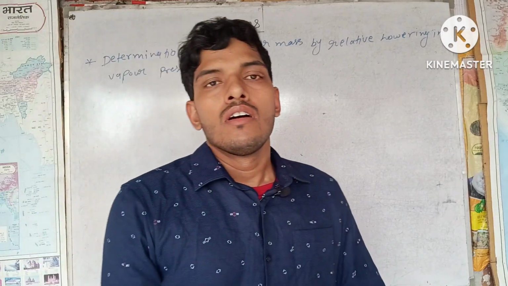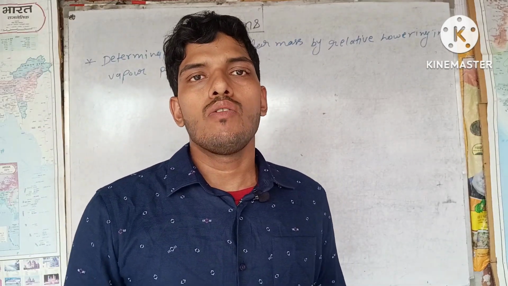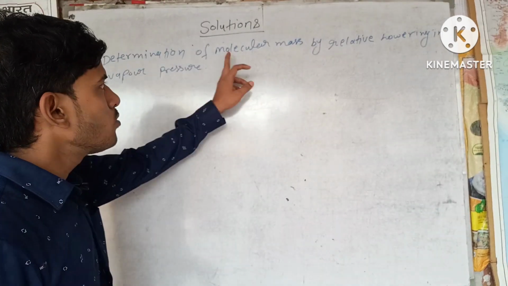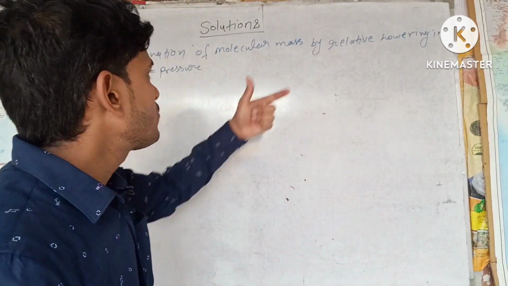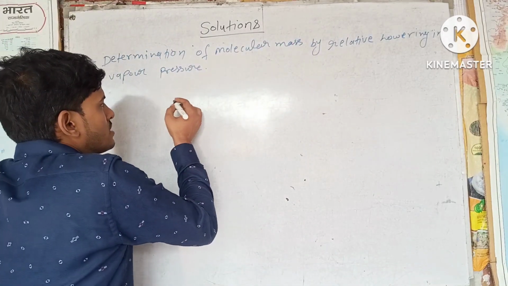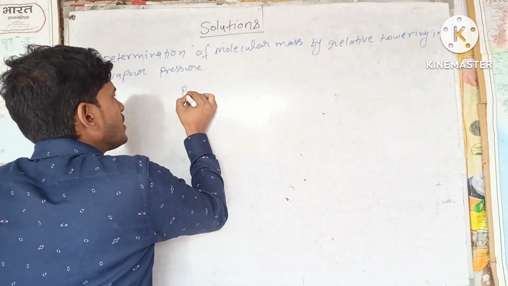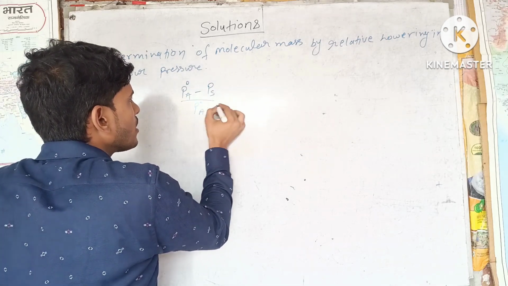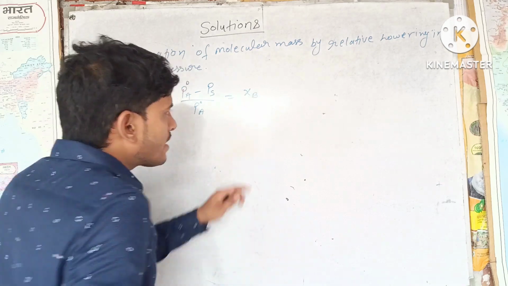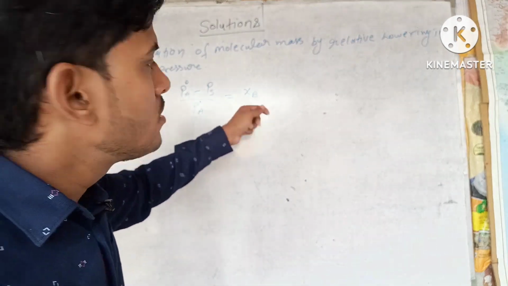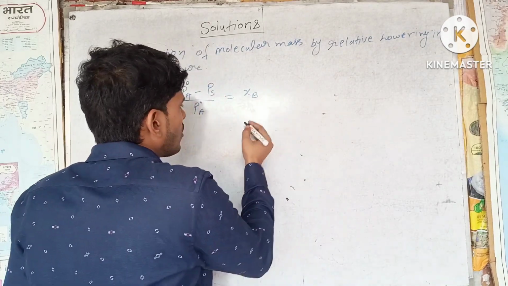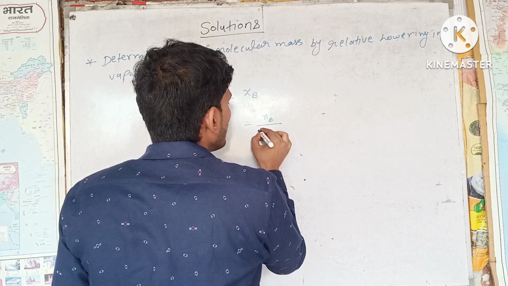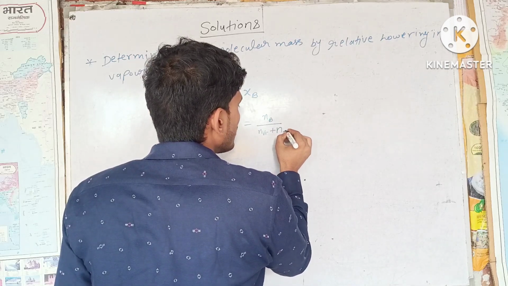So now we have discussed the formula of relative lowering in vapor pressure. By using that formula, we can also find the molecular mass. So we have discussed this formula, which is P naught A minus PS upon P naught A equal to XB. Here XB is the mole fraction of solute. Okay, now we can write XB equal to nb upon na plus nb.